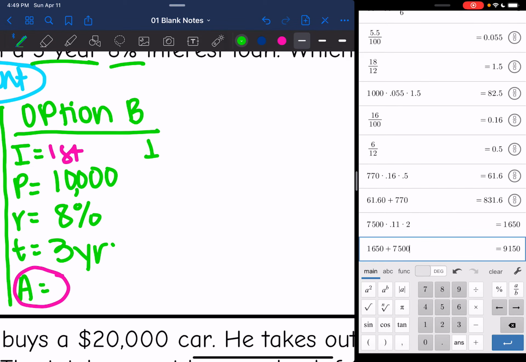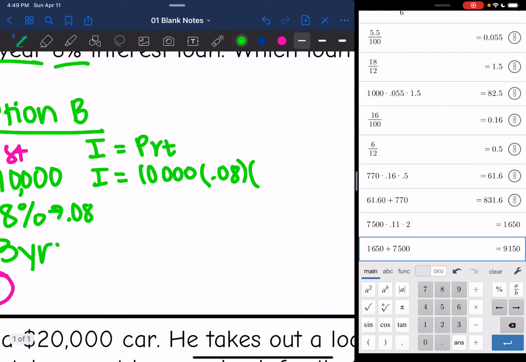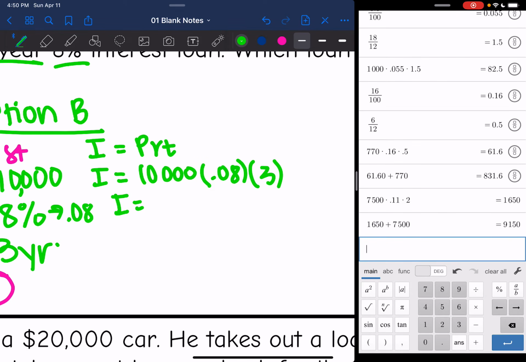So first I need to start by finding the interest. I equals PRT. So it's I equals 10,000 times, the rate would be 0.08 for 8%, times the time of 3 years. So let's multiply that together to find the interest for this loan. So 10,000 times 0.08 times 3 is $2,400. So the total interest on this loan is $2,400.